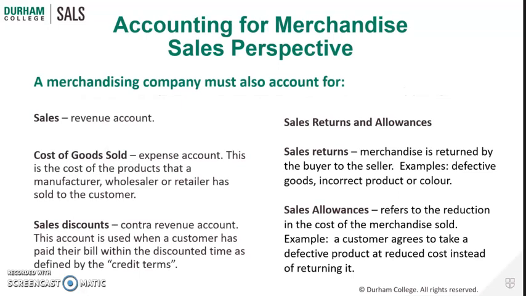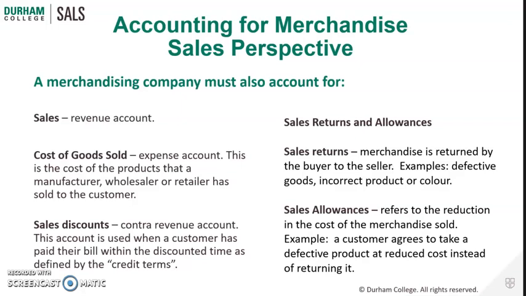When a merchandising company sells inventory, they must account for the sale, which is revenue. When the seller sells the inventory to a customer, the cost of goods sold account is used to record what the inventory originally cost the seller. This is an expense account. The sales discount account is a contra revenue account. This account is used when a customer has paid their bill within the discounted time as defined by the credit terms. The sales returns and allowance account is also a contra sales account.